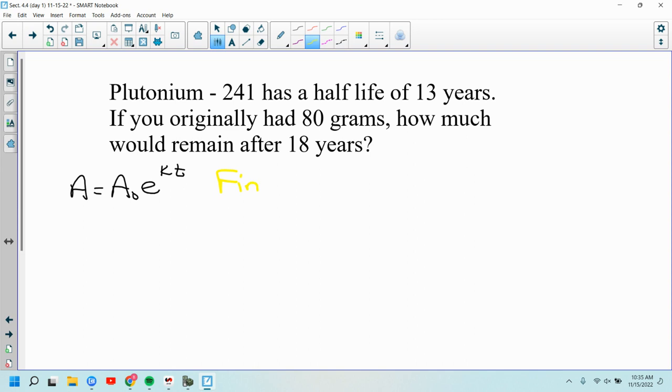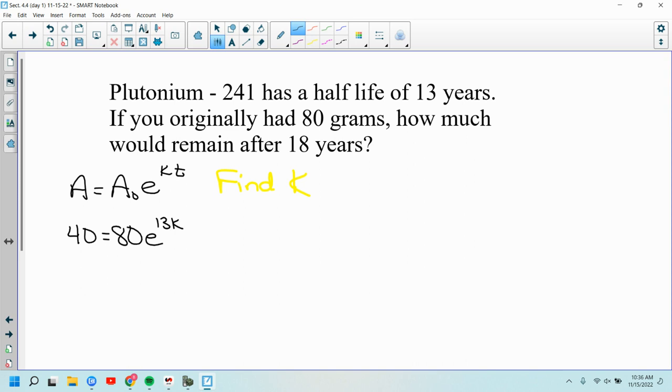Find K. Find K. All right, what goes where? What's going to go in for the A? What's going to go in for the A sub 0? Michael, what do you think? A equals 40. Okay, good. A sub 0 equals 80. And T equals 13. 13, good. So we'll put T as 13.